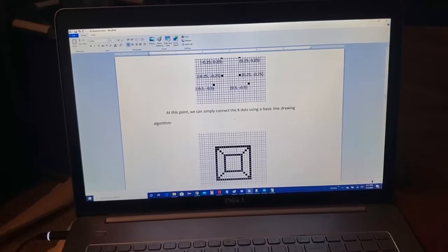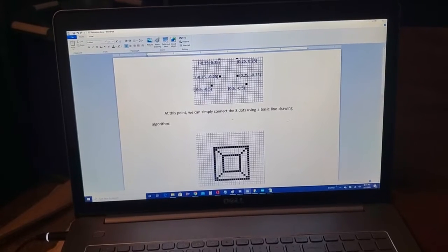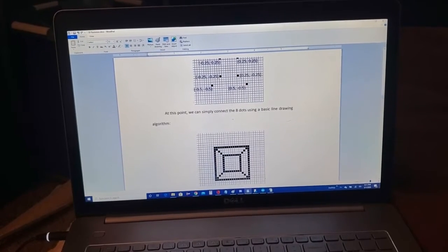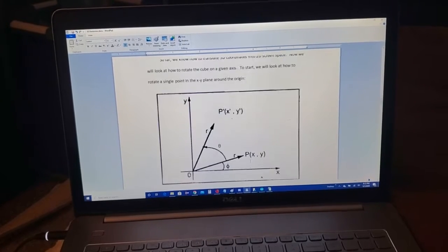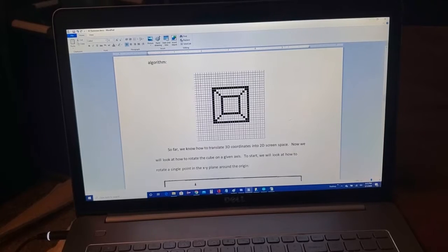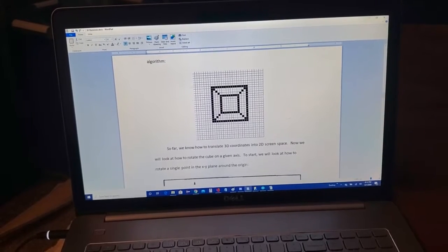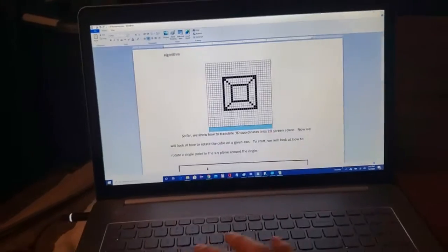And then to finish the cube, we just connect the vertices using a simple connect the dots algorithm and a line drawing algorithm. Now, obviously, this is just a square object. If we want to rotate this in 3-dimensional space, then we have to know a little bit of trigonometry.